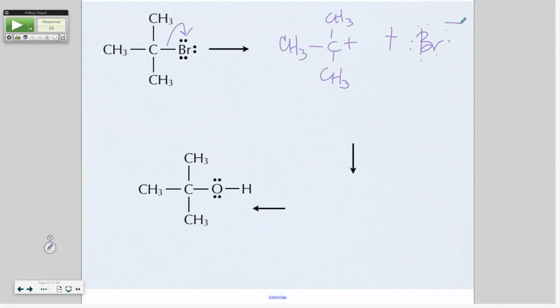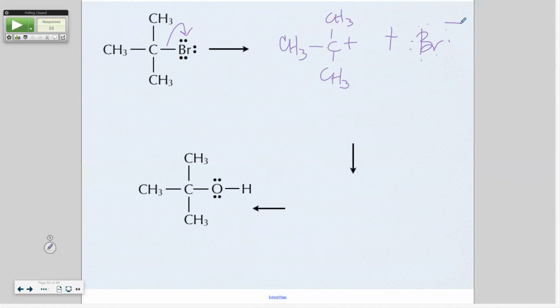Plus bromide ion. Okay, now it looks kind of spontaneous, doesn't it? Like she just threw some random arrow up there. Why would it go like that? First of all, when you run these, they're in a polar solvent. The polar solvent will help to stabilize forming the carbocation and forming the bromide. If you have t-butyl bromide in a bottle, it doesn't just throw bromides off. Sometimes you have to heat them up, so just be aware of that.